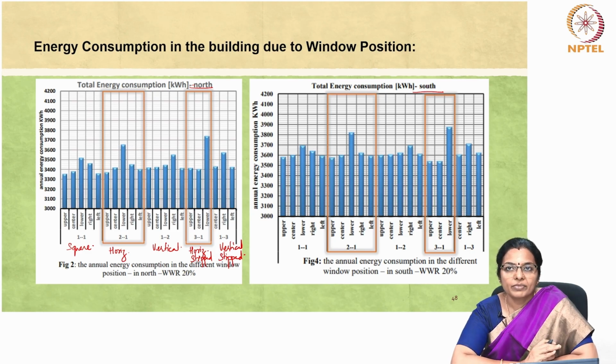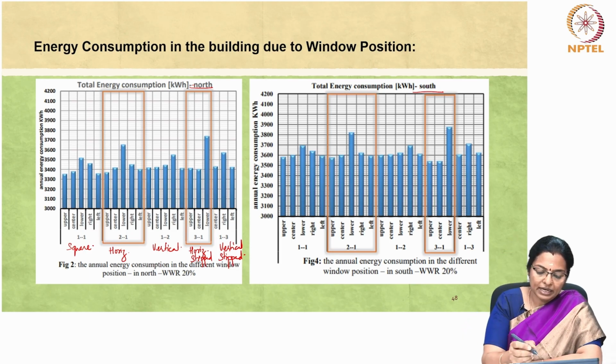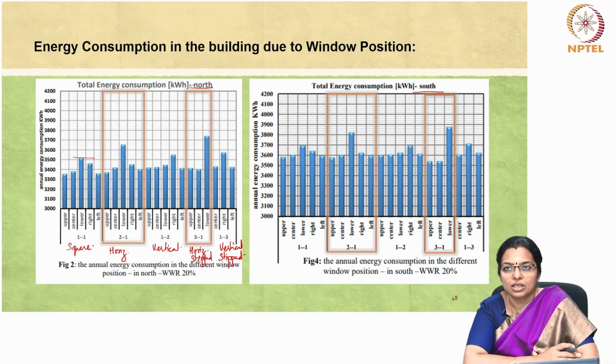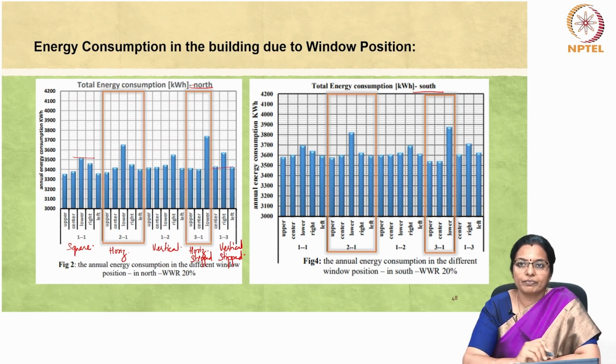So among the various window configurations, the square window positioned in the upper part of the wall records the minimum energy consumption. Of all the others, this records the minimum energy consumption. Following this, the square opening on the left of the wall exhibits a slightly higher energy consumption, succeeded by the 2:1 ratio window, and finally the 3:1 ratio window, which is here.